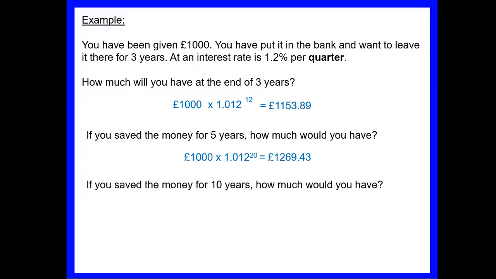For 10 years, the same idea then. So we still start with £1,000. Our interest rate is still the same. So in 10 years, 4 quarters per year, so 4 times 10, our power is going to be 40. So after 10 years, we've got £1,611.46. If you need to, make sure you pause the video now, work through the example yourself, check that you are happy with those calculations and that this time we've used quarters instead of years.